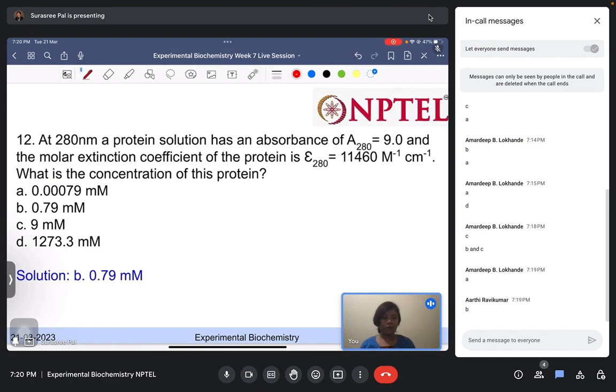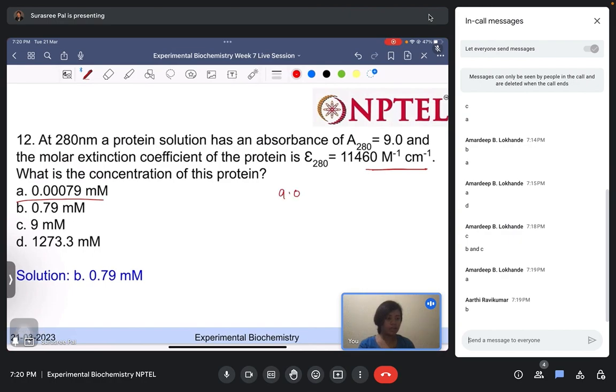So I think you have got this answer, right? When you have divided 9 by 11460, you have got this answer, but that answer you have got in molar, because here you can see that the unit for extinction coefficient is mole inverse centimeter inverse, right? And the length of the cuvette is 1 centimeter. So I'm just showing you the units here once.